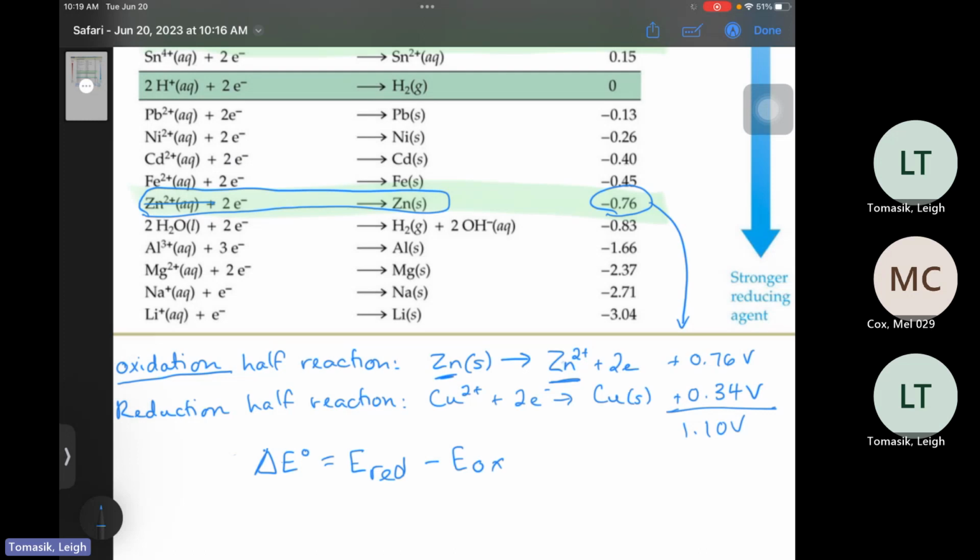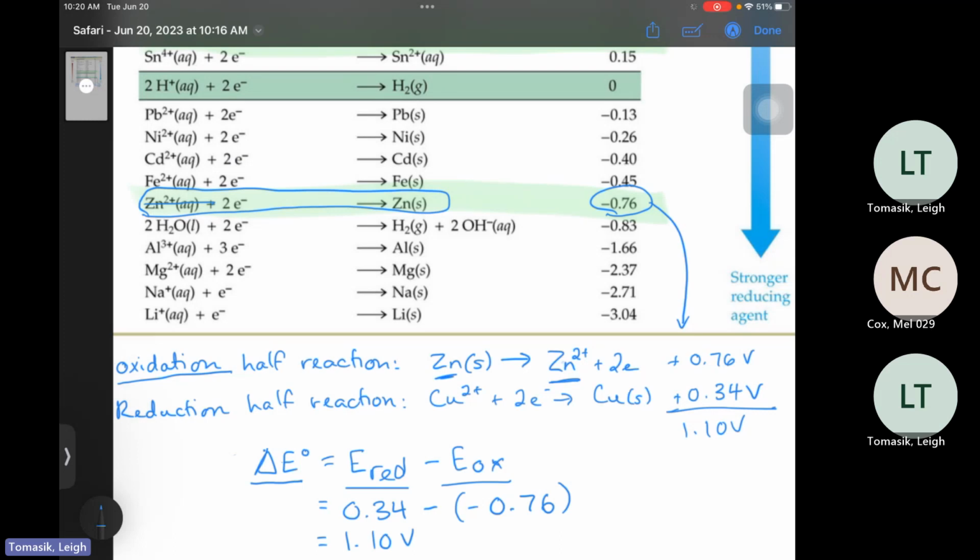If you're uncomfortable with changing the sign, you can use this formula. This says the change in cell potential, meaning the overall total cell potential, is equal to the reduction potential minus the oxidation potential. You can just look those up on the table, and write 0.34 minus negative 0.76, and you'll still get 1.10 volts. So you can either remember to change the sign, or you can use this formula, one of the two.